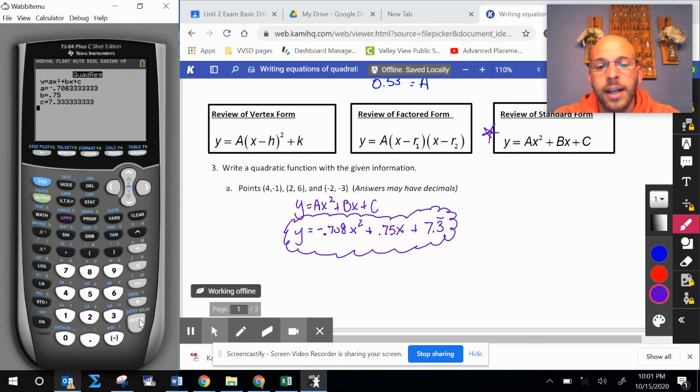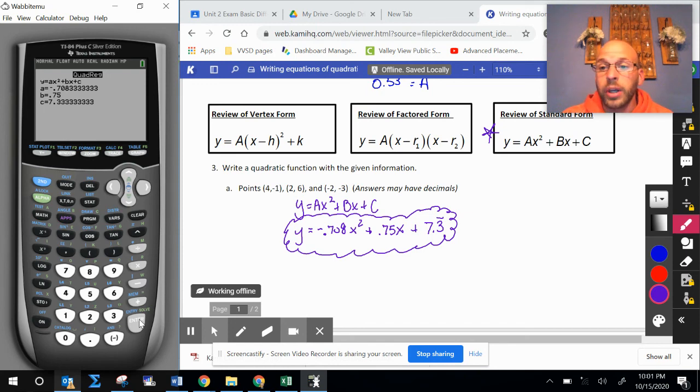Now again, my rationale, why did I use standard form for that problem? Well, because I had 3 points. I didn't know one of them was labeled the vertex, a max or a min. And then second, I didn't have any x-intercepts, so that's the only thing that it leaves me with. If you have 3 points and you don't know what those 3 points are, we can always just put it into the calculator and find standard form.